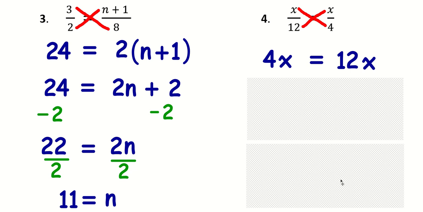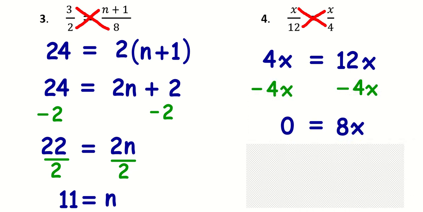So what does our training up until now tell us to do? We want to eventually get x all by itself, but only on one side. Don't we have an x on both sides, and we have to move one of them? So remember, we like to move the smaller one, so we're going to subtract 4x from both sides.